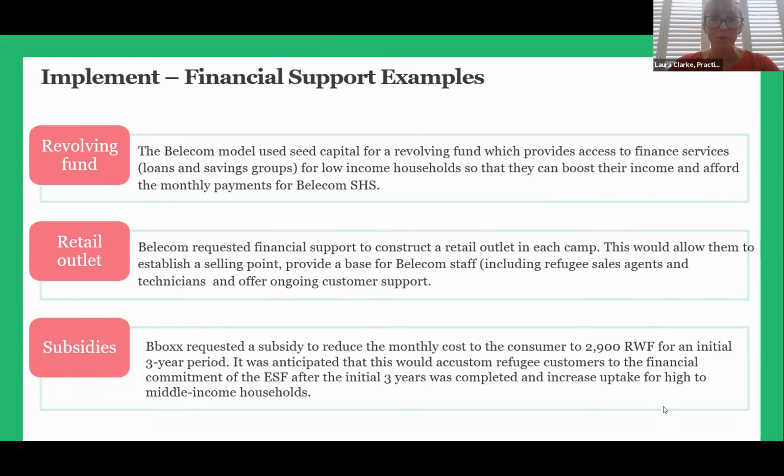So those are just some examples of the kind of financial support that we provided to those 2 different solar home system suppliers.